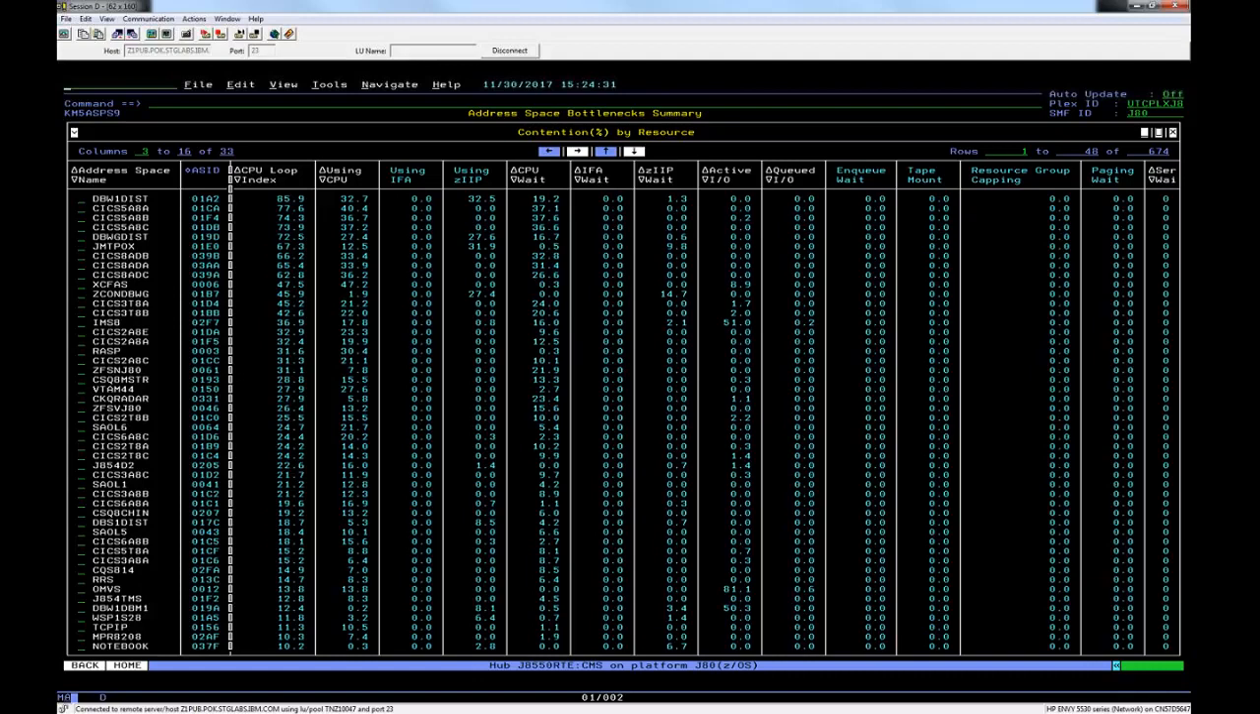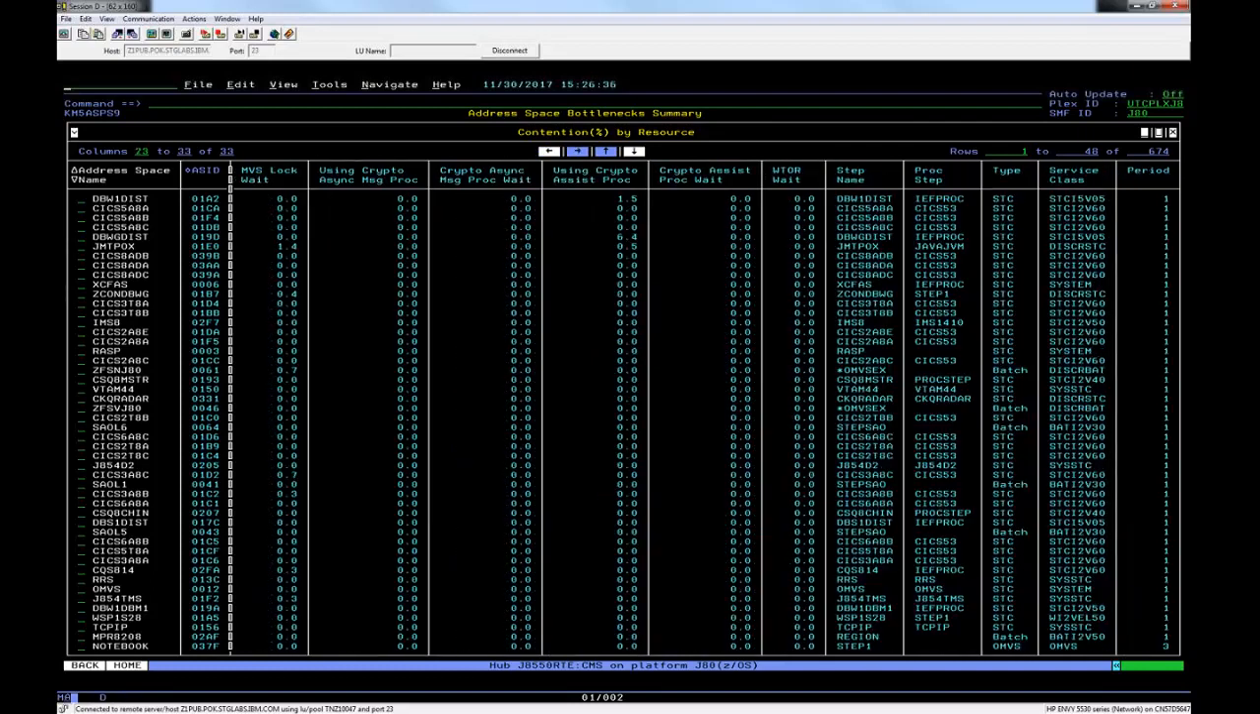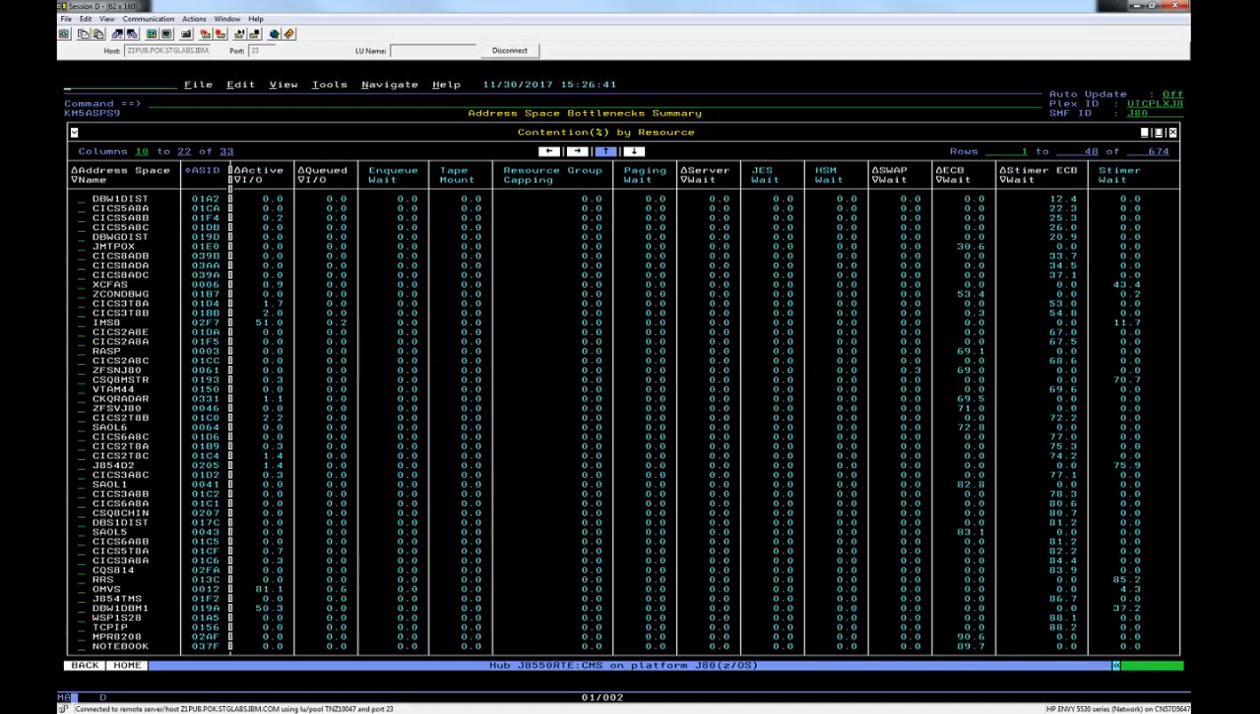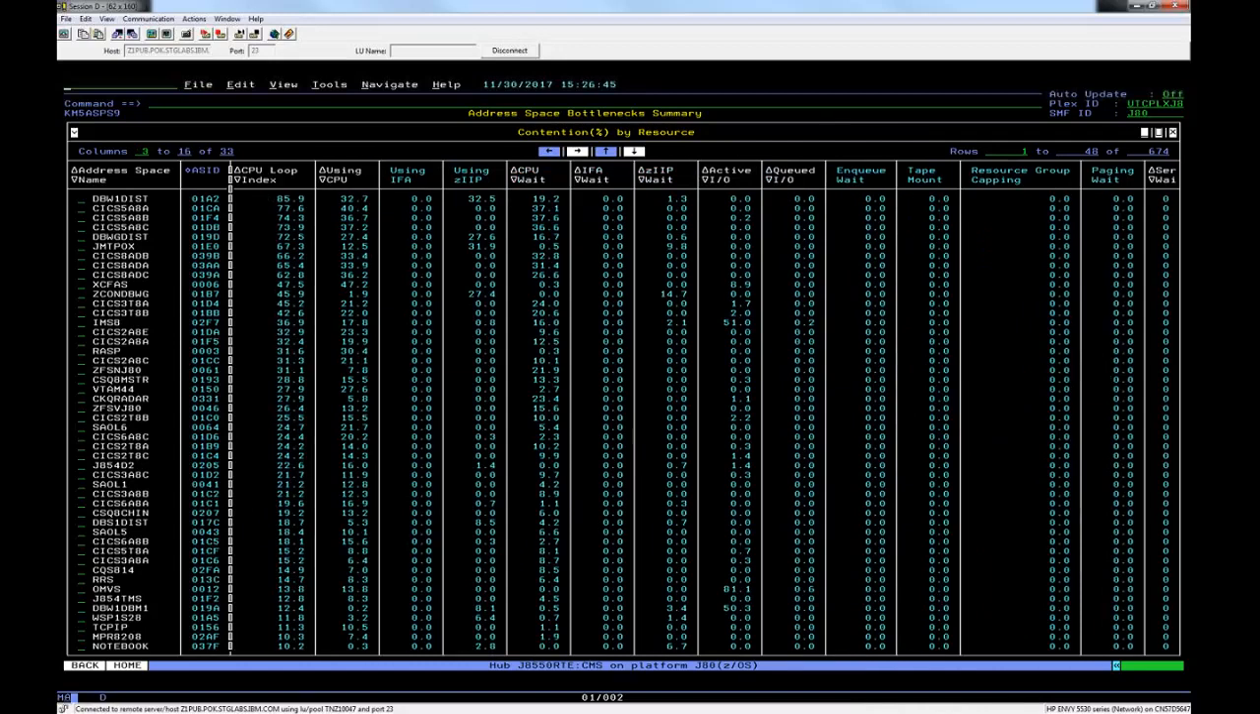And then the other metrics here, the other columns, give you a view. There are, let's see, 33 different columns here, where we can see that there are a variety of execution await states, including crypto, locks, resource group capping, for example. And more importantly, where you're more likely to see metrics are in the area of the processors, IFAs or zAAPs, zIIPs, CPU weights, and then zAAP and zIIP weights, along with I/O. They are the heavy hitters usually when it comes to monitoring bottlenecks in an address space.